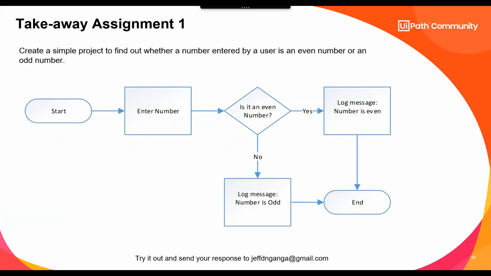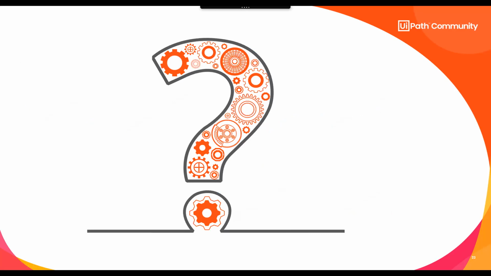So for a takeaway assignment, you can try and create a simple project which finds out whether a number entered by a user is either an even number or an odd number. So I've just given you a workflow or a flow chart over here, which you can use as a guide while building your process. So you need an input where the user enters a number, then the bot will check whether the number is even or odd based on a condition, then finally give an output. So once you manage to implement this, you can send your response to my email.